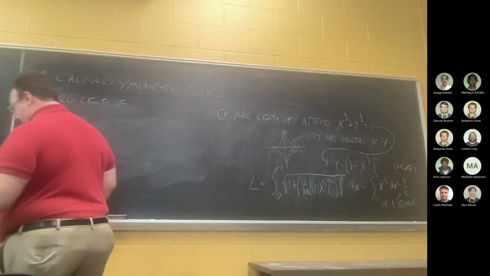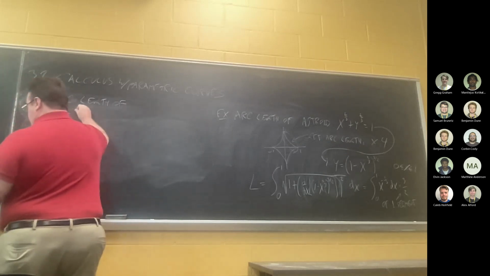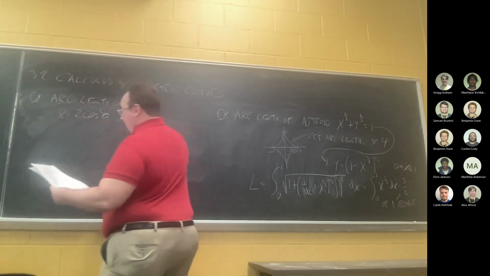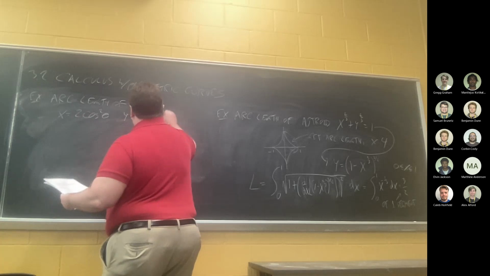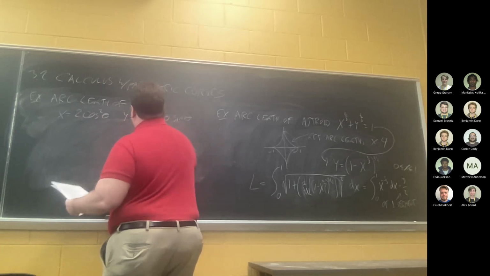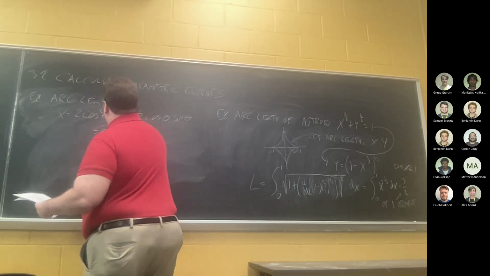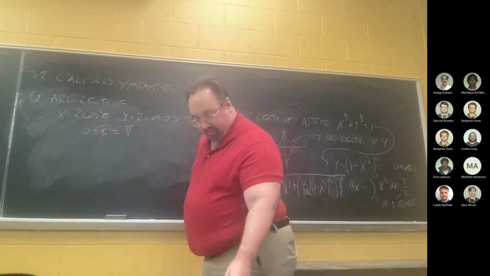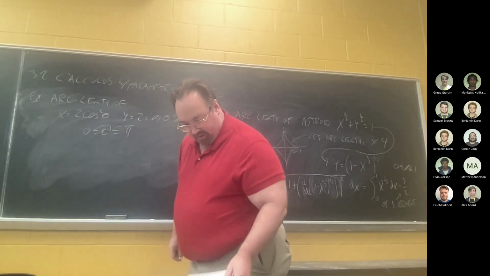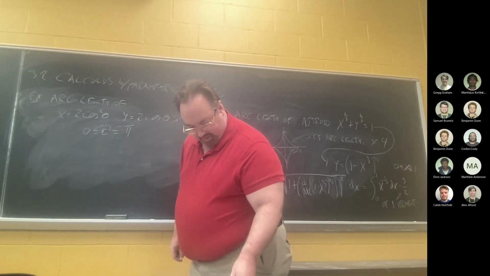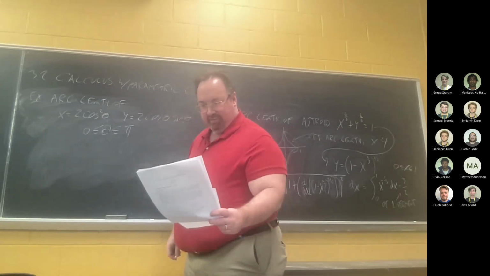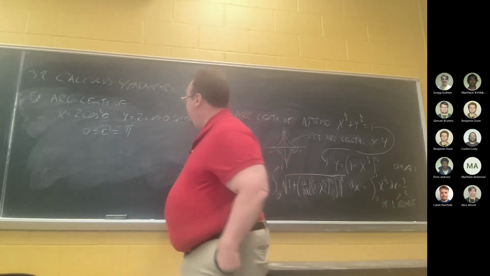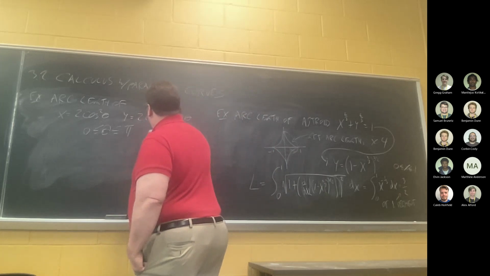So we have x is 2 cosine squared theta, y is 2 cosine theta sine theta, and theta is prescribed to go between 0 and pi. Okay. I have a not well scaled picture in the notes. So this curve describes a circle.